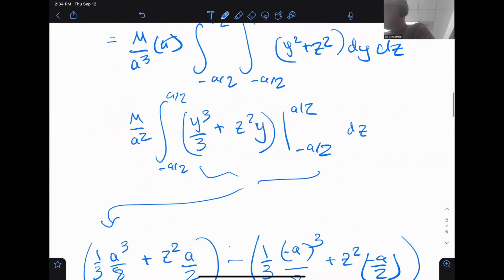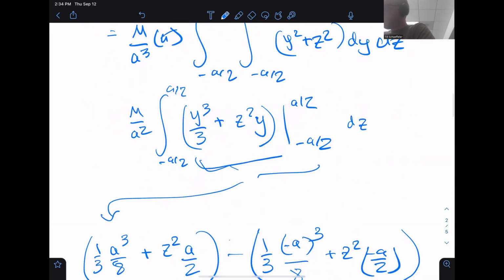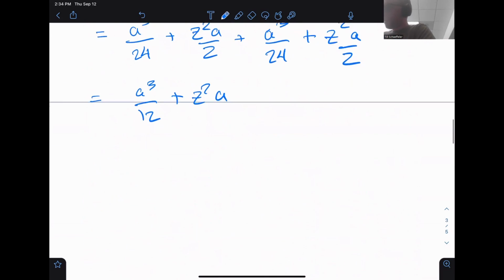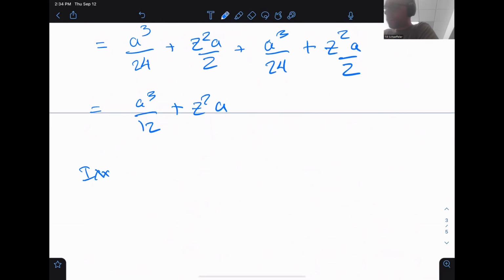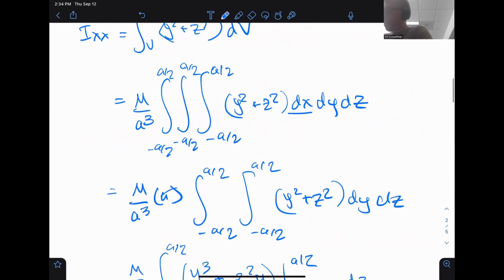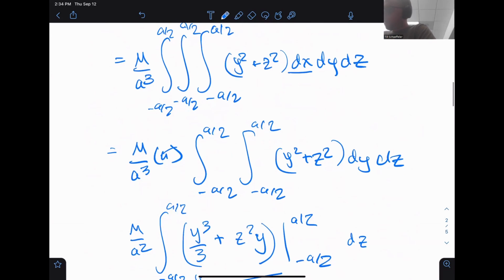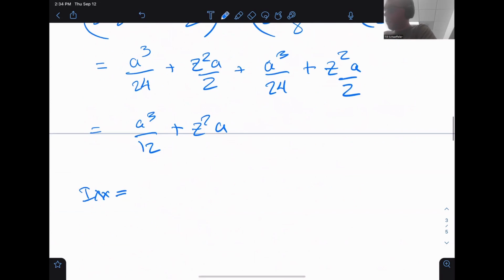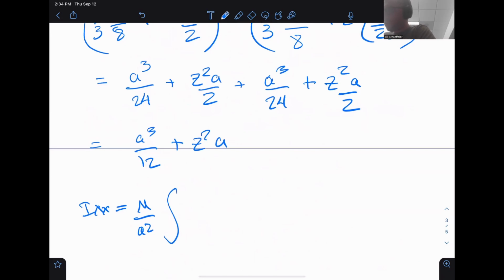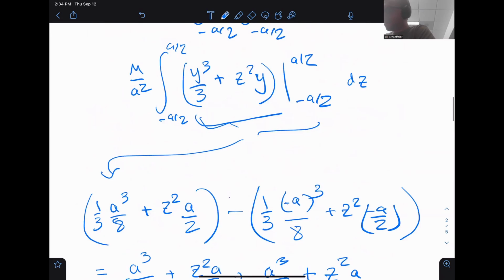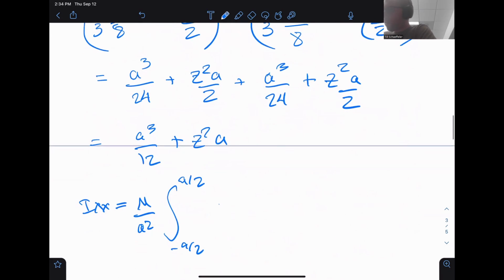So that was the inner bit there. Now we still have to do the outer integral. Don't worry about this, the factors canceled out there. So we're left with a squared times the integral, this time integrating over z.